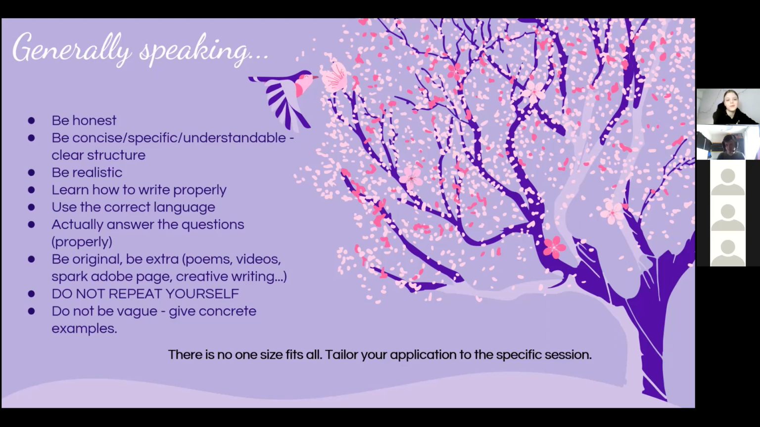Also learn how to write properly. It might sound a bit harsh, but just make sure that you have proper sentences, you have punctuation, you use the correct language. You can check on Grammarly or whatever to see your grammar and your language, and you can have someone else, maybe a native speaker or a strong English speaker, check the language of the app if you're a bit unsure yourself. Basically it's just for the selection panel to understand what you want to convey with your app.